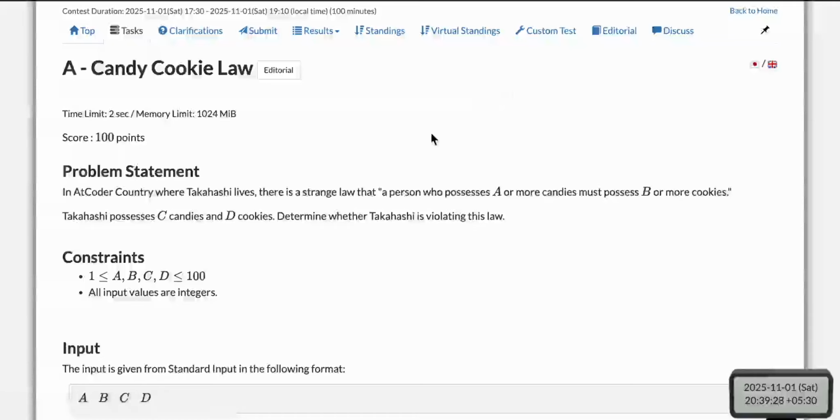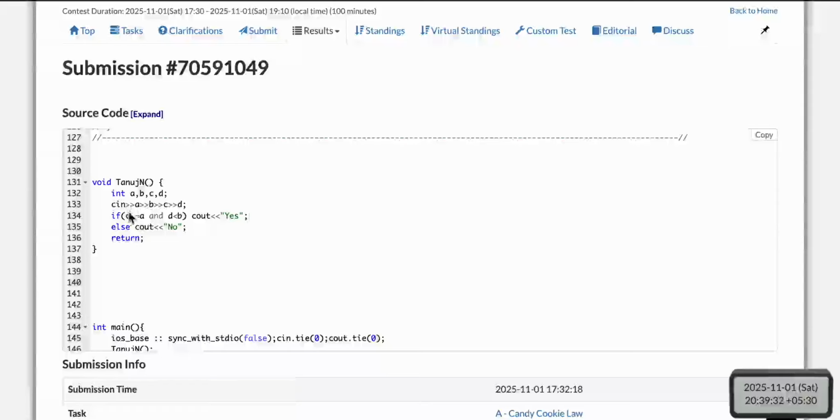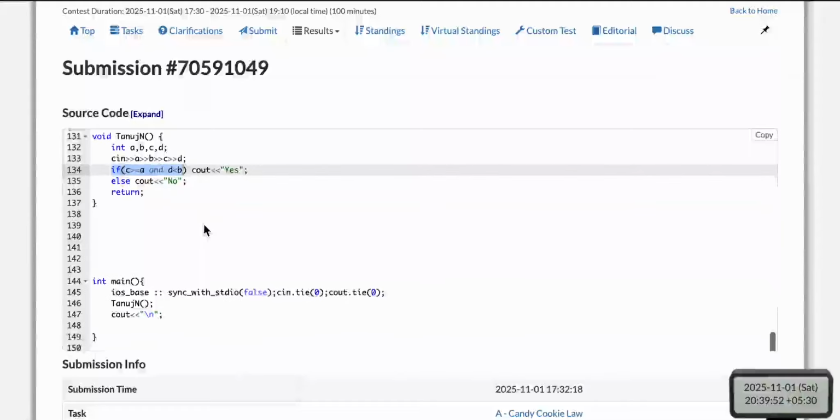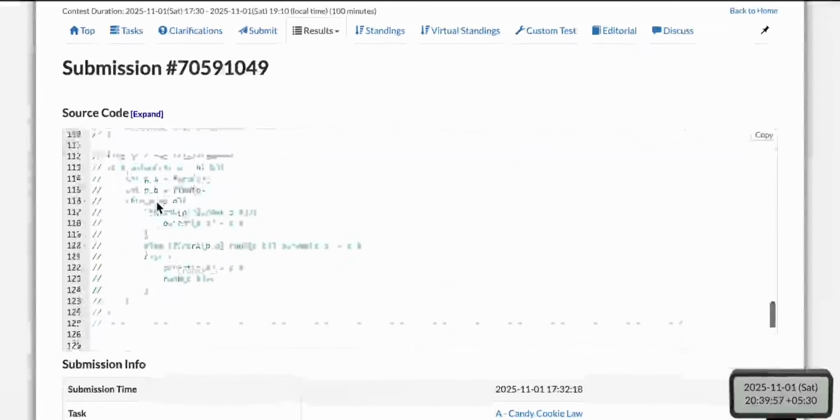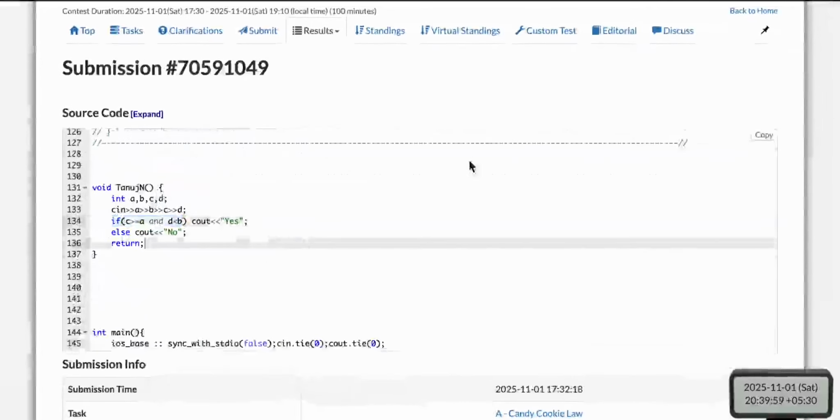So let's directly move on to the coding part for this question. If C is greater than or equal to A and D is less than B, then Takeshi will violate the law. Otherwise, Takeshi will not violate the law, so we will print no. We have to just write this condition according to the question, so there is no need to explain much more on the solution. This is the solution for question 1.